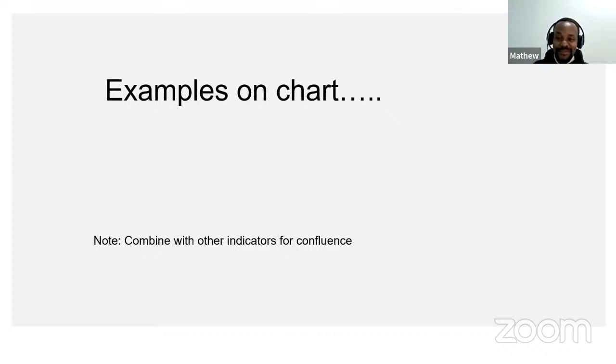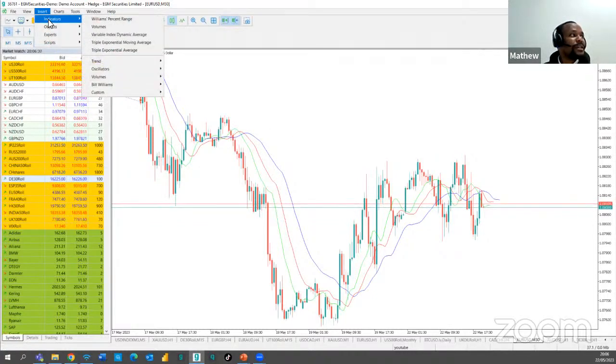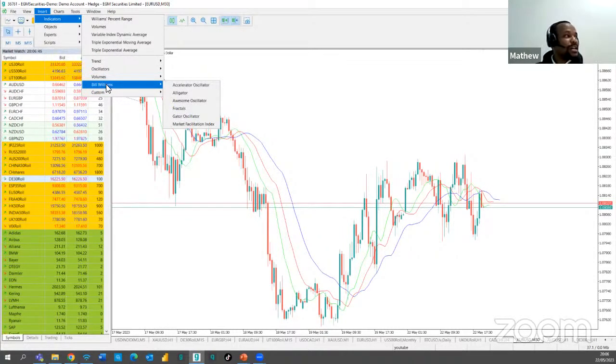So let's see a few examples on the charts. We'll look at three straightforward examples where we can see the moves or the likely signals. Let me remove this first so we can add the indicators. To add them, go to the insert section, then indicators, and just below the trend you have the Bill Williams category. For some reason, the Bill Williams indicators are put under a special category. Check there, and we have the alligator. Click on the alligator.